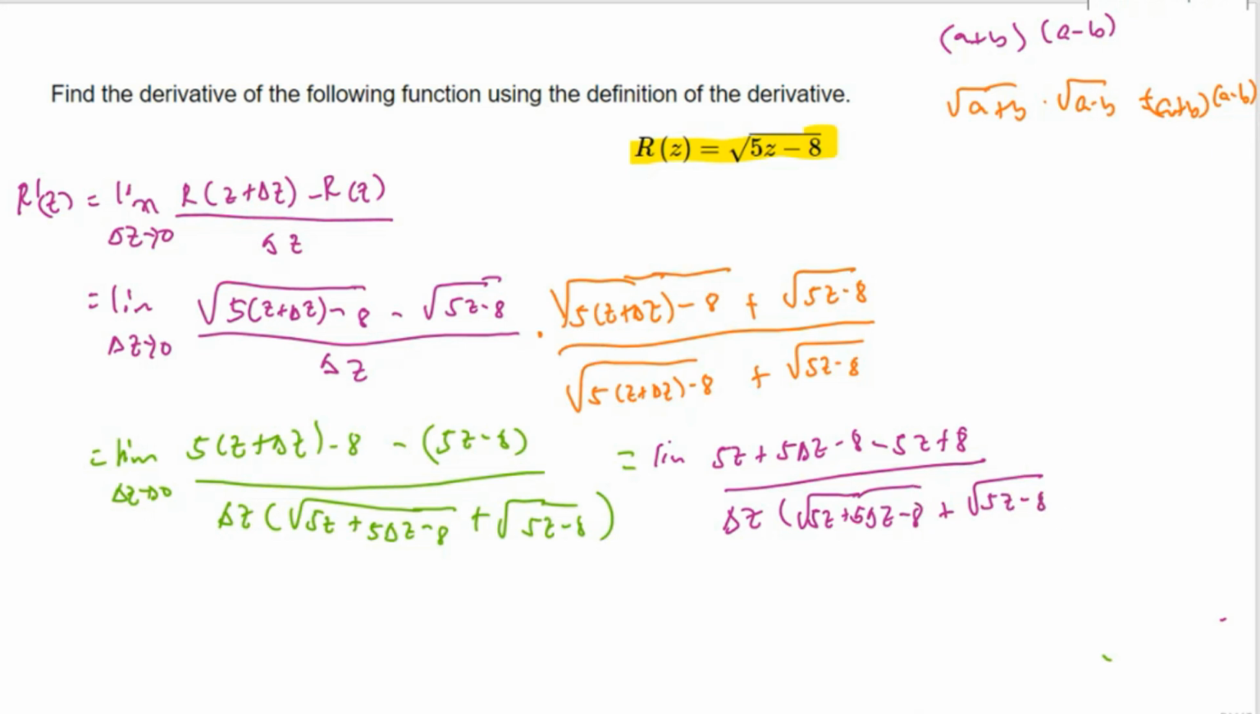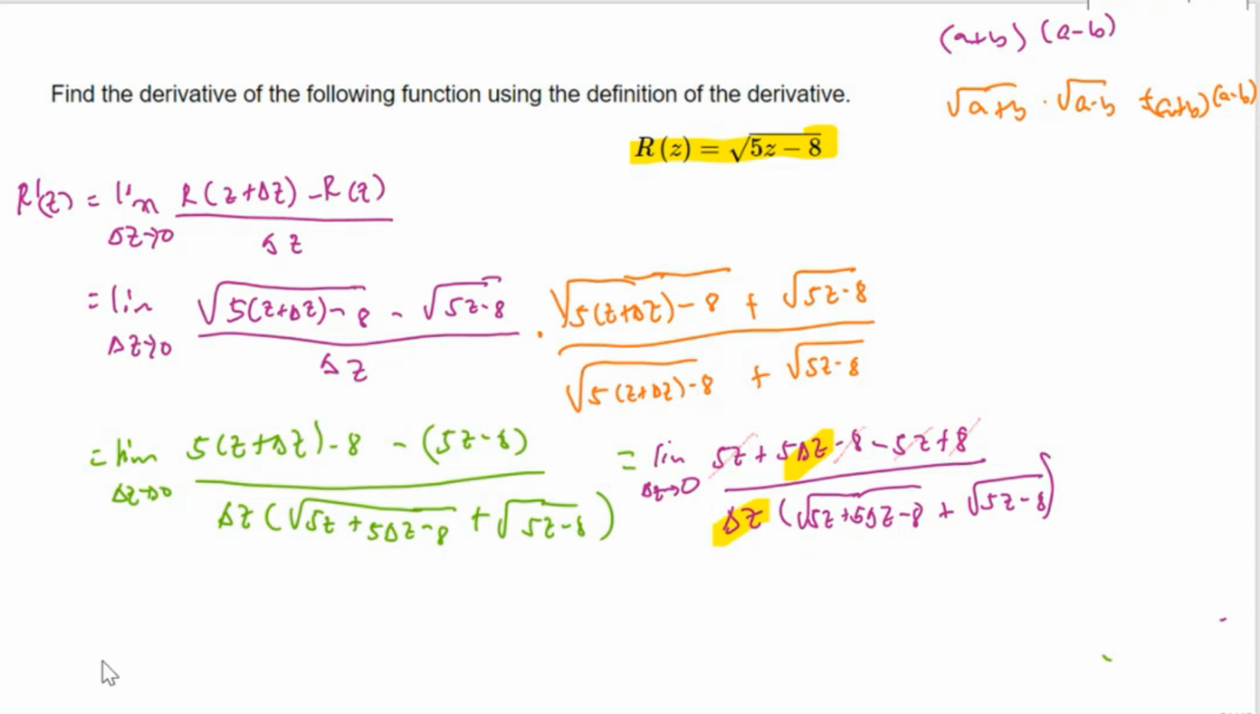Now simplifying that, we can cancel 5z, as well as negative 8 and the positive 8, because they are additive inverses. After I examine carefully the numerator, I cancel the 5z minus 5z as well as negative 8 and positive 8. The remaining term in the numerator is 5 delta z, and we also have delta z in the denominator, delta z times the product of this binomial. So we can cancel the delta z there, the one that I highlighted, the yellow one. So that will be canceled.